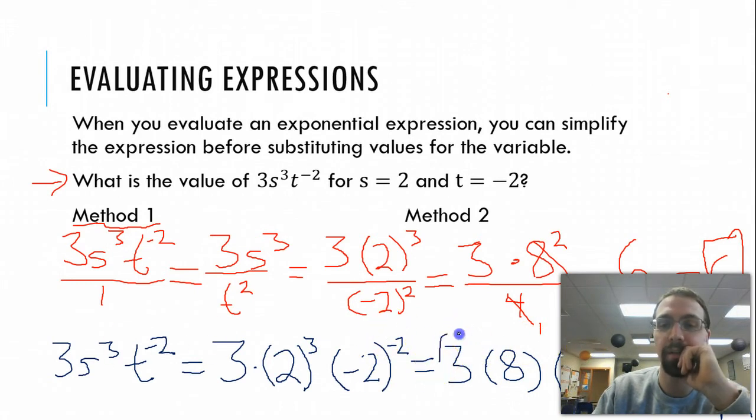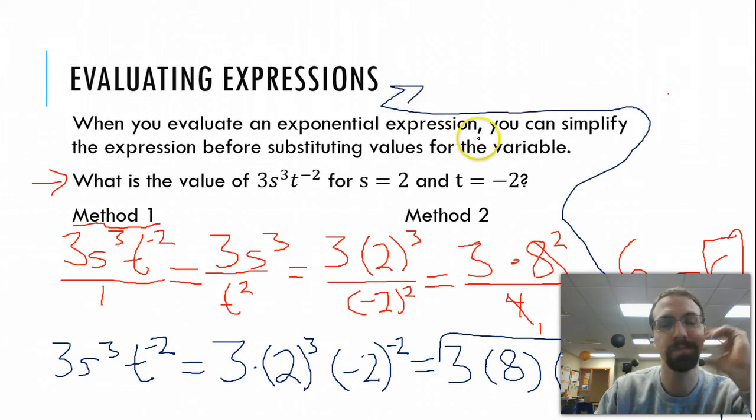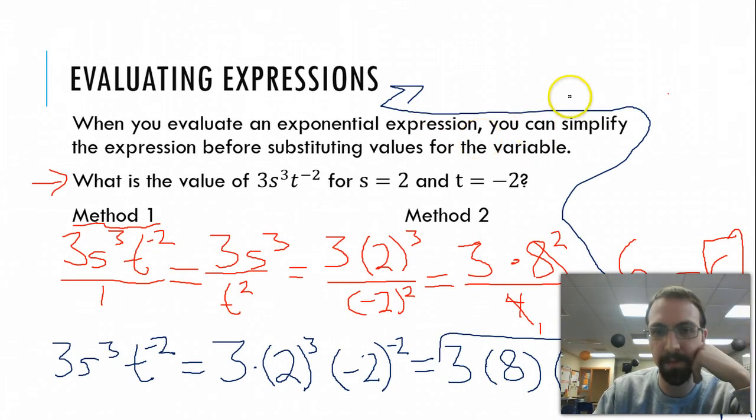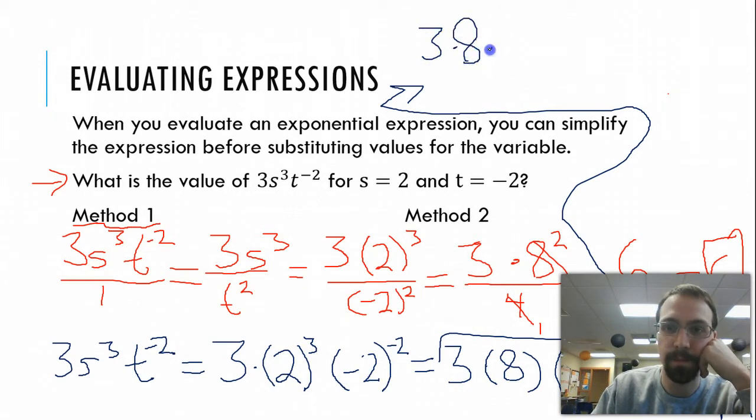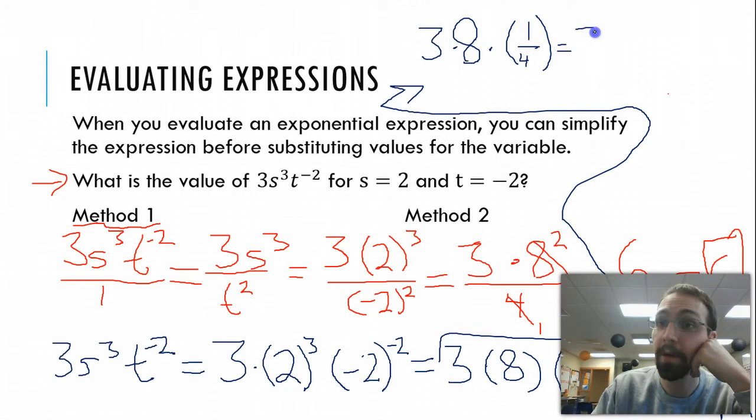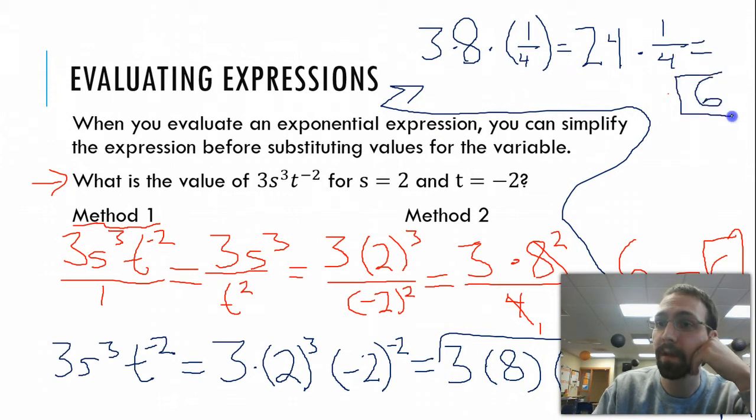So I'll redo this up here. So I've got that up there. So I have 3 times 2 cubed is 8 times 1/4. Negative 2 squared is 1/4. So multiply through. 3 times 8 is 24. 24 times 1/4 equals 6. There's my 6.